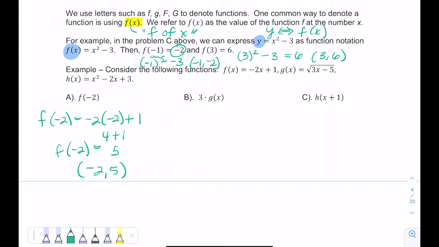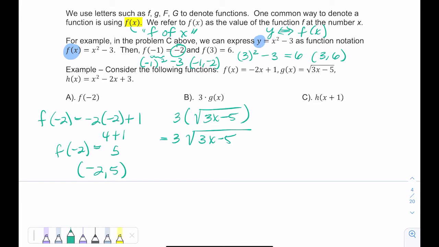In letter B, we have 3 times the function g of x. So that just means I'm going to take g of x and multiply it by 3. So if I take 3 times the square root of 3x minus 5, you can't multiply the 3 to what's inside of the radical or the square root symbol. So you would just leave this as 3 times the square root of 3x minus 5. That's it.